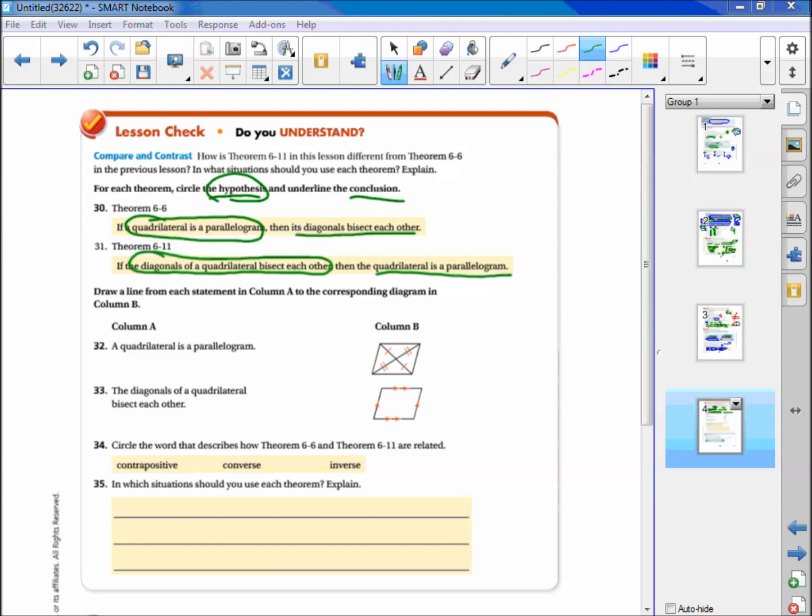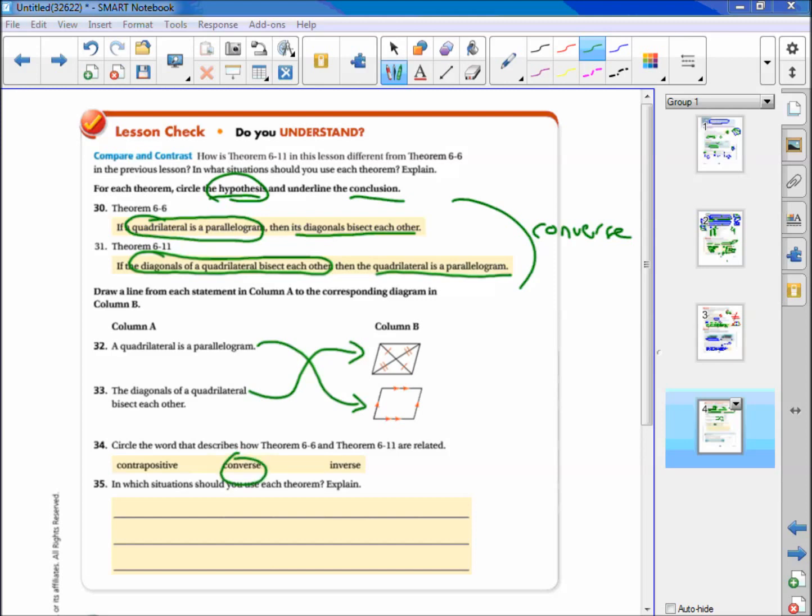Okay, so these are the converse of each other, right? Spent a lot of time looking at those. So that's just flipping the A and B, but not negating anything. So draw a line from statement in column A to the corresponding statement in column B. So a quadrilateral is a parallelogram. That means we're starting with a parallelogram. And the diagonals of a quadrilateral bisect each other. That means we're starting with that one. Okay. So circle the word that describes how theorem 6-6 and theorem 6-11 are related. So these are converses. Now, when would we use each one?